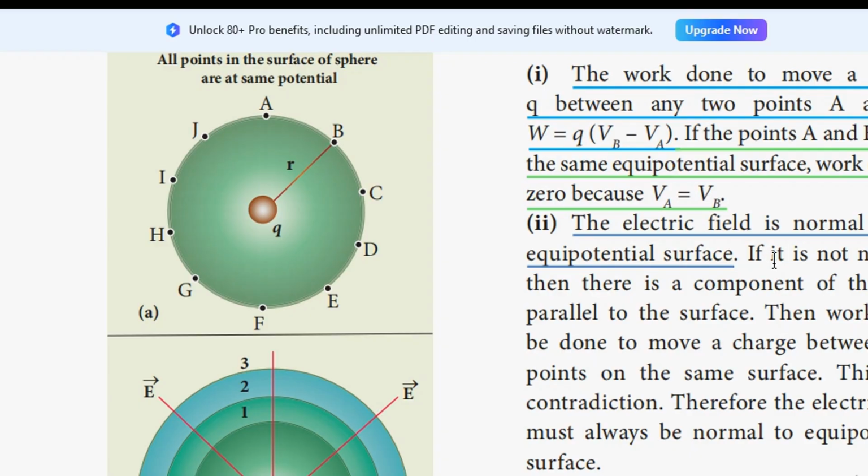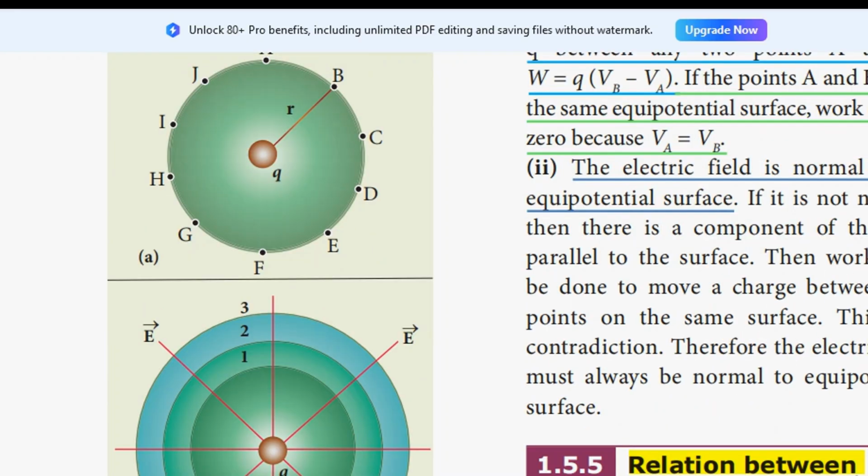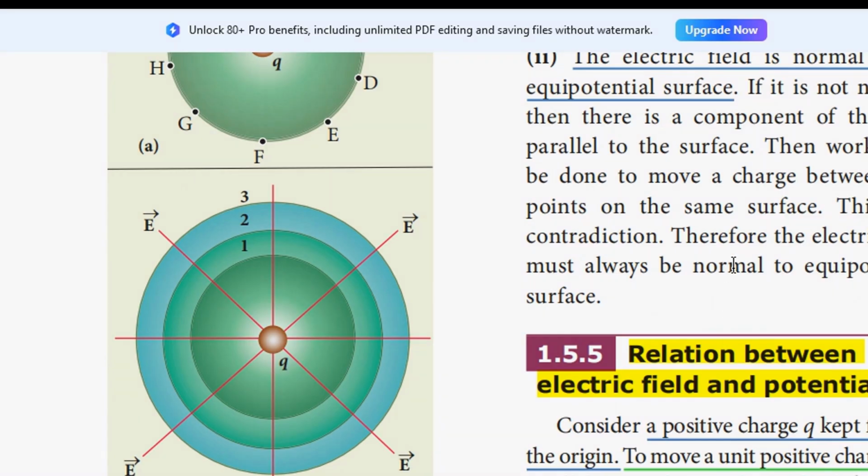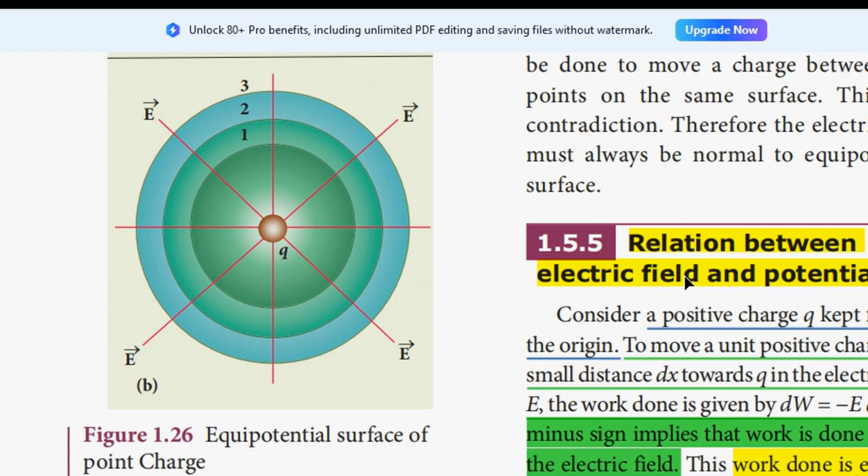If it is not normal, then there is a component of the field parallel to the surface. Then work must be done to move a charge between 2 points on the same surface. This is a contradiction. Therefore, the electric field must always be normal to equipotential surface. Next, we will study about the relation between electric field and potential.